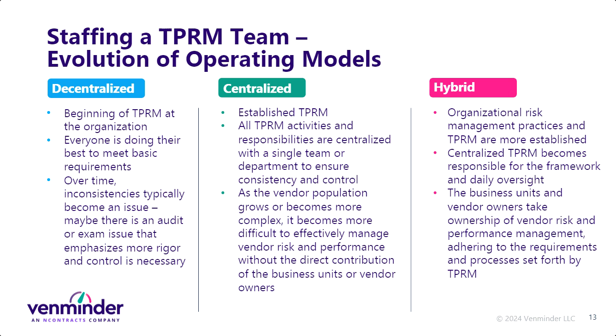So the best organization or model that we've seen is the hybrid model, where the third-party risk management team is defined and distinct. They're responsible for the framework, being those rules, tools, and processes that make third-party risk management possible at the organization. They are responsible for oversight and reporting, raising issues, and making sure that the vendor owners are actually performing the activities on time and with the expected quality.